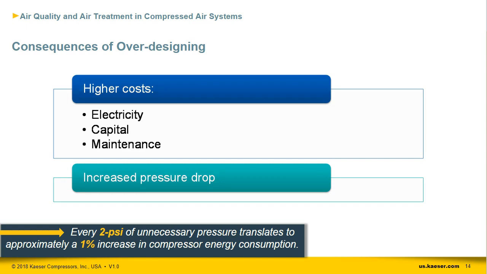Overdesigning or having more components in a compressed air system than are necessary can lead to unnecessarily high electrical costs. This is on top of the extra capital costs and maintenance costs for these same items. Also, pressure drop. Each component adds to the system pressure drop, which means you're going to need to dial up the pressure at the compressors in order to have adequate pressure at the point of use. Keep in mind, every 2 PSI increase translates to approximately 1% increase in compressor energy consumed. In this way, you're essentially compounding wasted money on electricity.